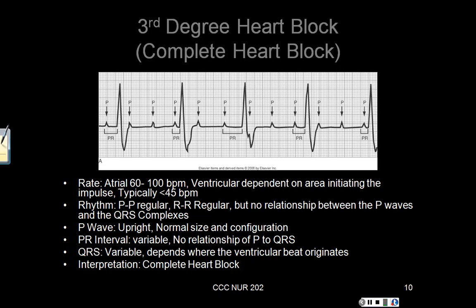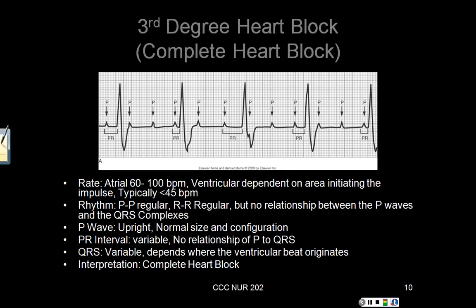If we look at our P waves, our P to P intervals are going to be regular and our R to R intervals are going to be regular. But the one thing that you'll have to notice, there is no relationship between the P waves and the QRS complexes. So if we look at our PR interval, they're variable. There is no relationship of the P to the QRS. If you measured each PR interval throughout a strip, there would be a difference in each PR interval. They would not be the same.